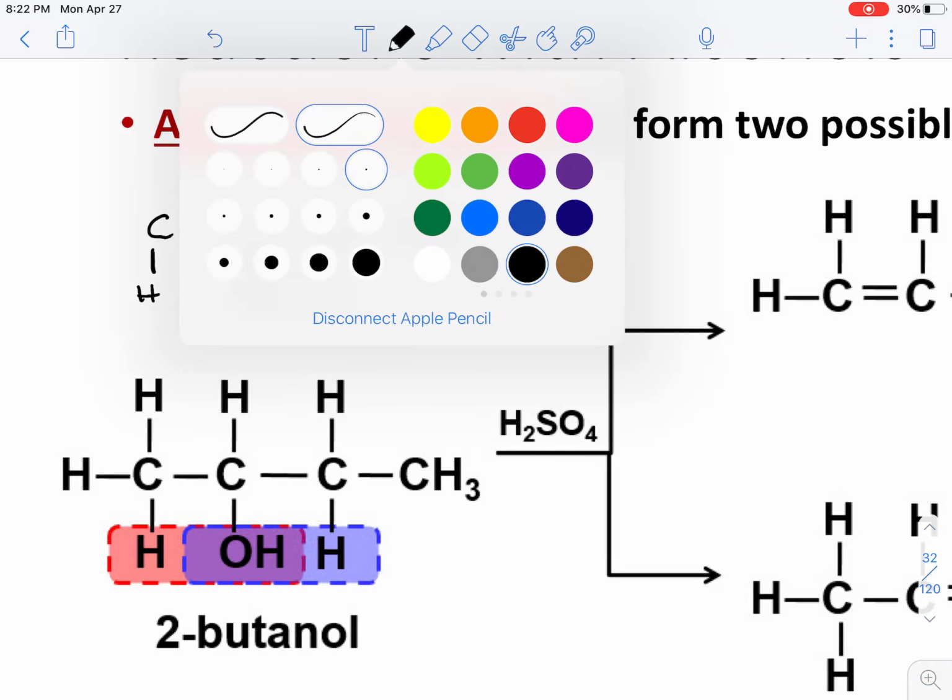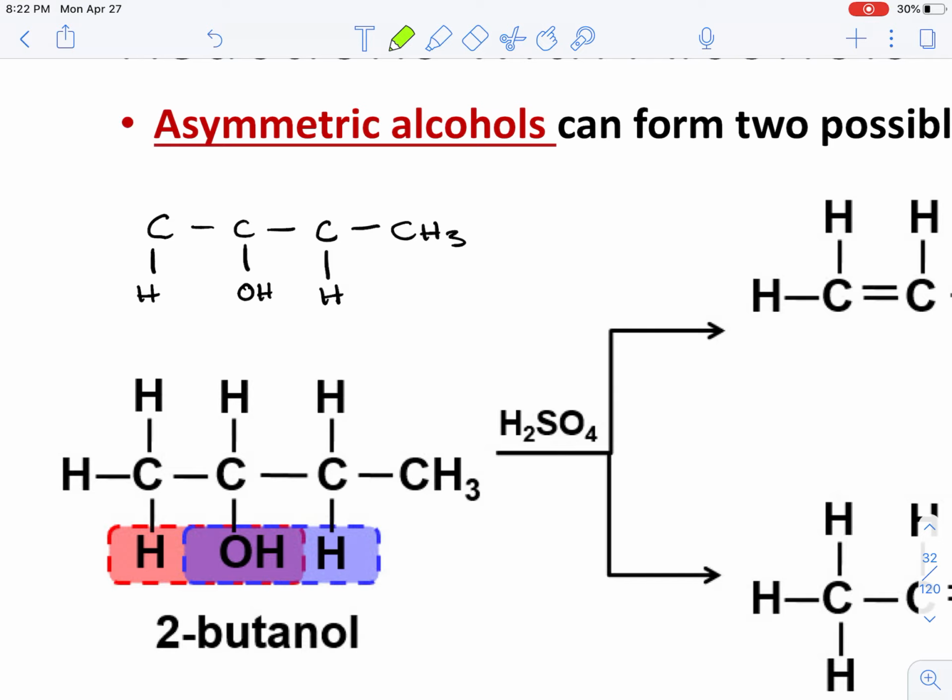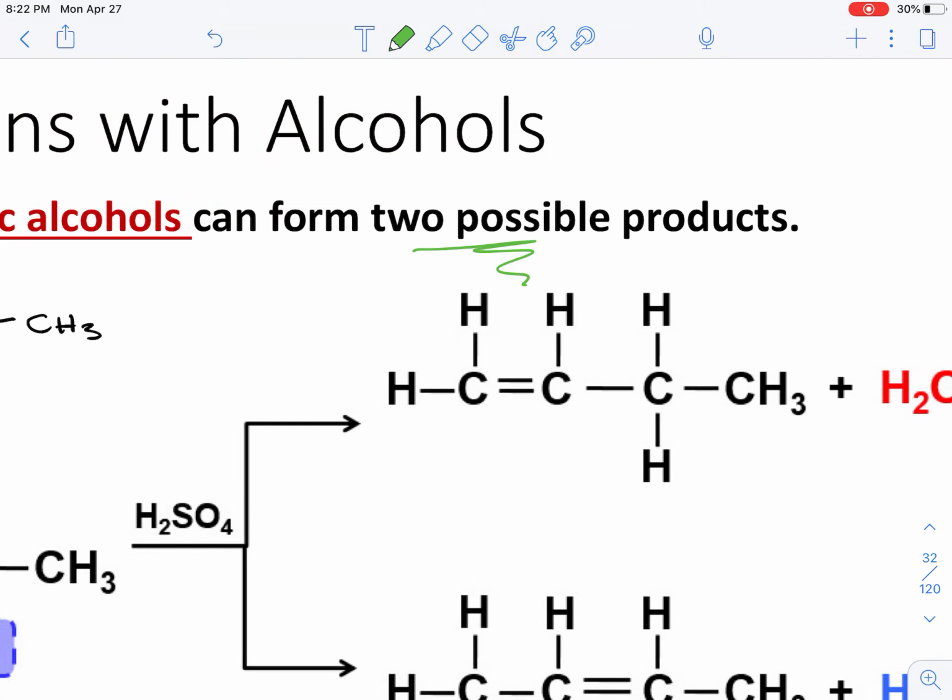If I were to use the carbon that contains the alcohol as the point of reference for my reflection, notice that the right side is different than the left side. So this is what an asymmetric alcohol looks like in terms of fully drawing it out. Whenever you guys have an asymmetric alcohol, two possible products can be formed.